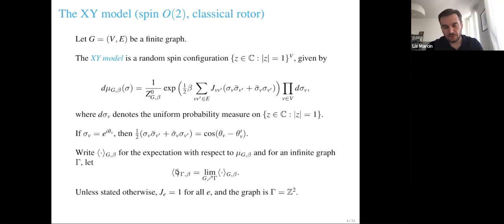Since our theorem works actually for any periodic planar lattice, but I will basically explain it only in the case of the square lattice. So here we have, okay, so this didn't refresh, I see.